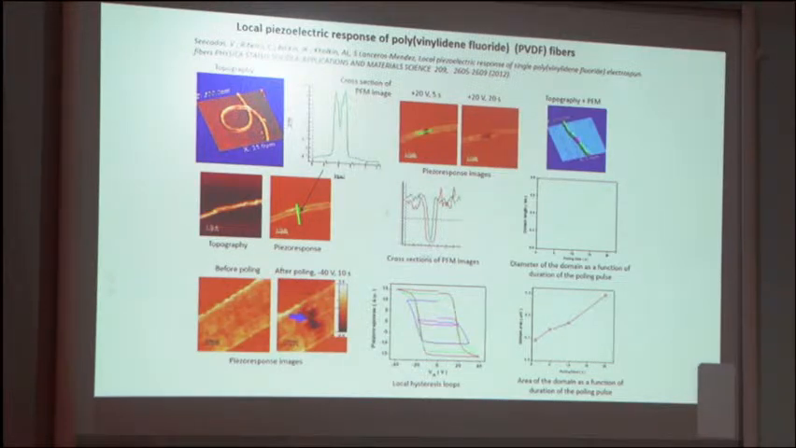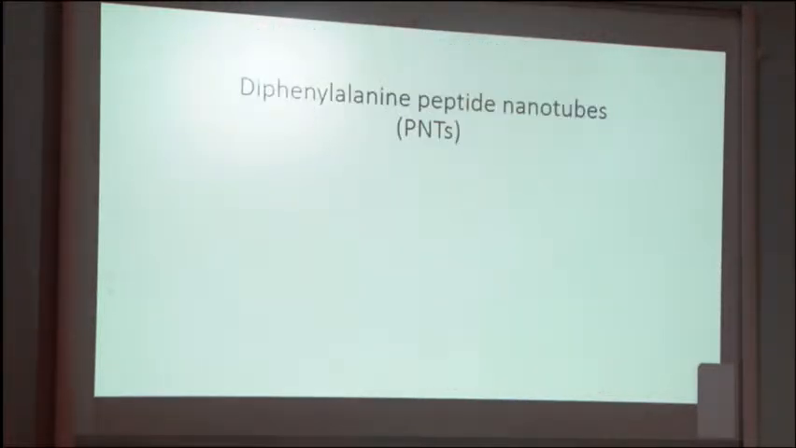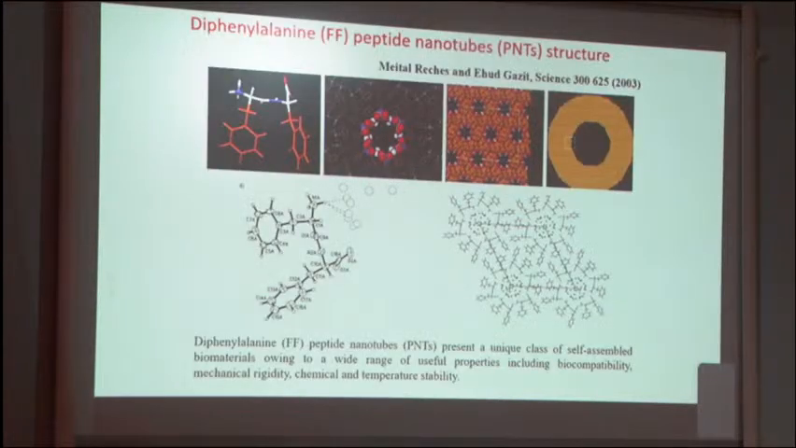The domains we create depend on time and voltage, and we obtained a hysteresis loop, a dependence on voltage and pulse. Okay, nanotubes. Another interesting organic material with microstructure. And 20 years ago, we first started growing dipeptide nanotubes.